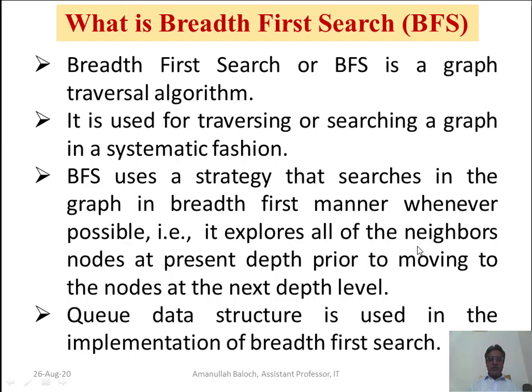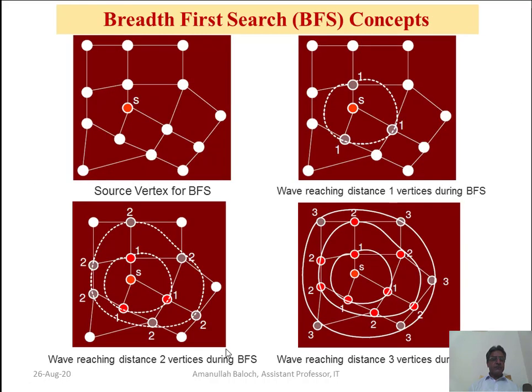That is, it explores all of the neighbor nodes at the present depth prior to moving to the nodes at the next depth level. At the present depth, it explores all the nodes and then it moves to the next depth, and there it explores the existing nodes present at that level. Queue data structure is used in the implementation of breadth first search. Breadth first search uses a queue, and with the help of the queue, it manages the different nodes of the graph.